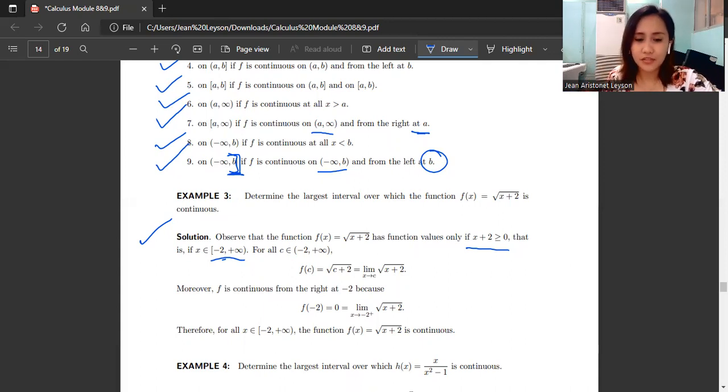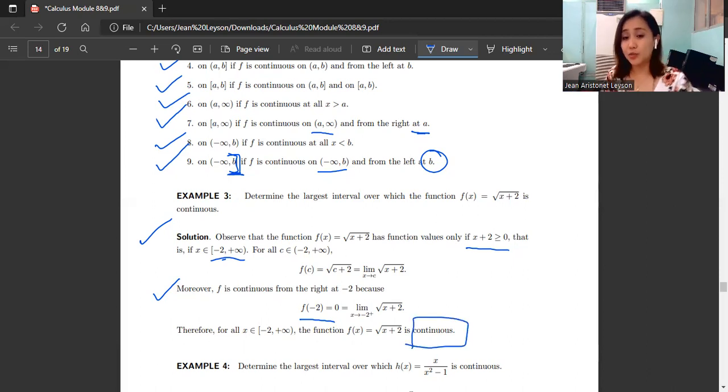So f of c is equal to the square root of c plus 2 is equal to the limit of the function square root of x plus 2 as x approaches c. So moreover, the function is continuous from the right at -2 because you solve for f of -2 and the limit of the function, and they will be equal. So therefore, for all x, which is an element of the set of numbers -2 to positive infinity, the function is continuous.